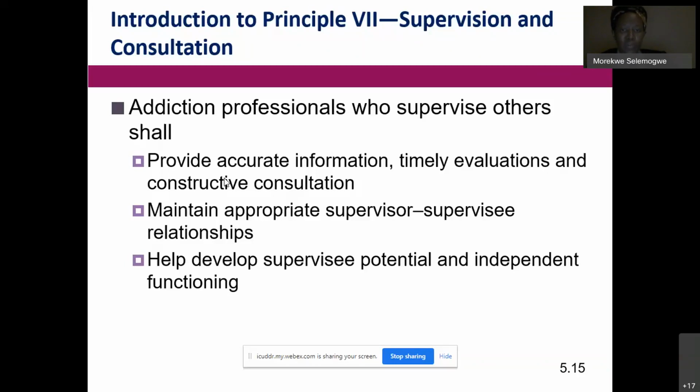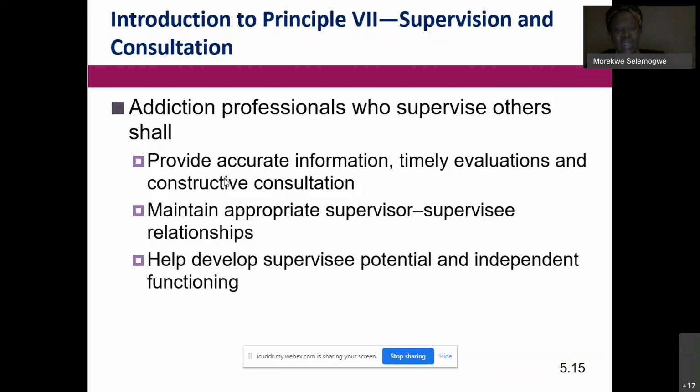As an addiction professional, you shall maintain appropriate relationships with your supervisee. This is very important given the fact that usually a supervisor is more senior, and therefore you do not want to have inappropriate relationships with your supervisees. So having clear boundaries in terms of how you relate with your supervisees is very important. The main purposes I've already highlighted is also to develop supervisees' potential and independent functioning.